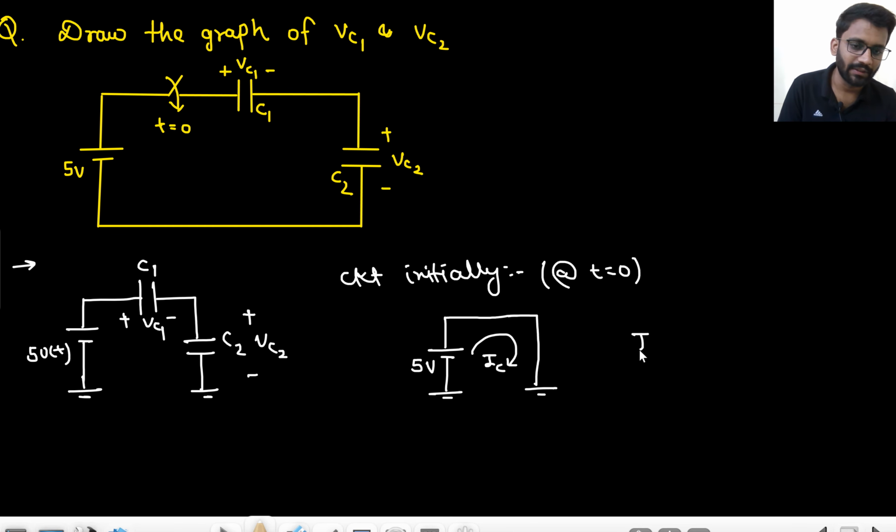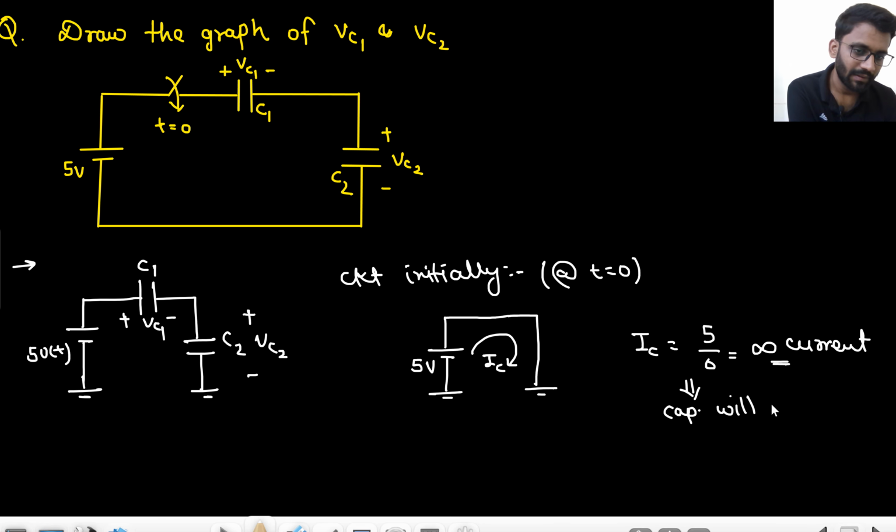Now tell me what is the value of the current IC? That is 5 by 0. No impedance, short circuit path, 5 by 0. That means infinite current, right? So what will happen? The capacitor will change its voltage immediately.